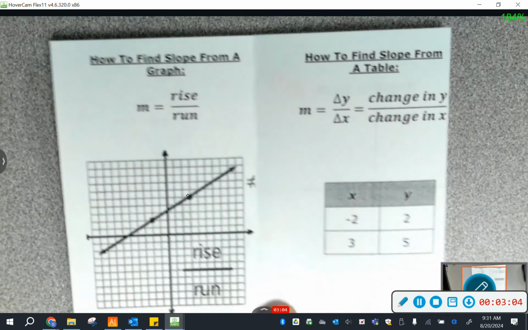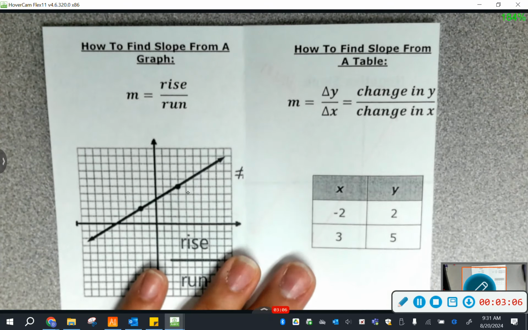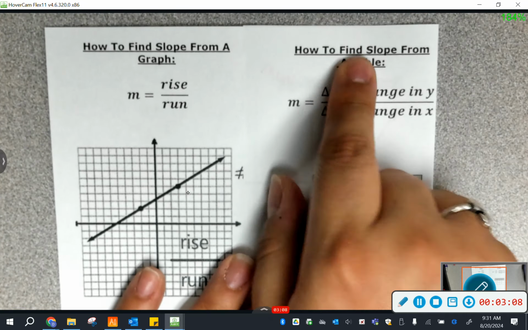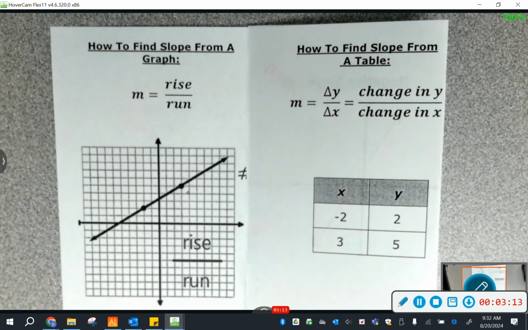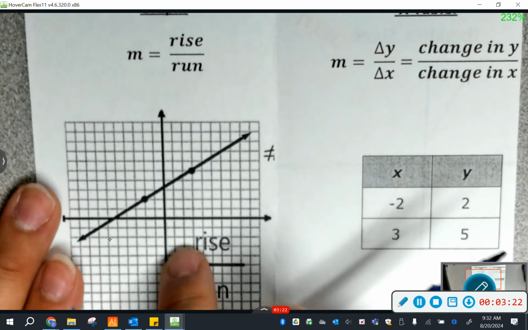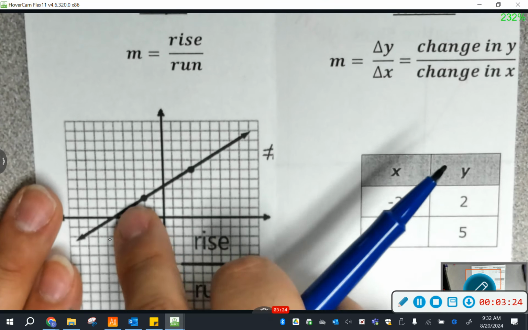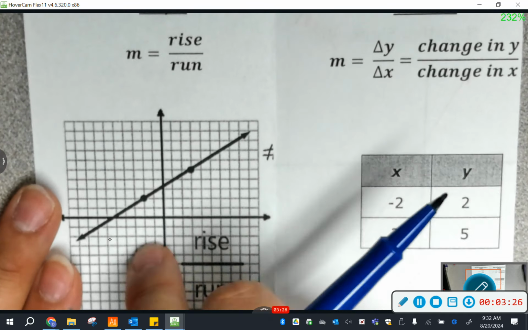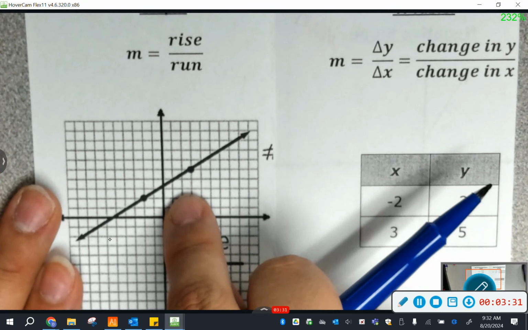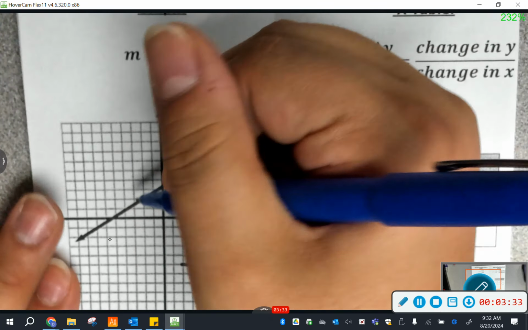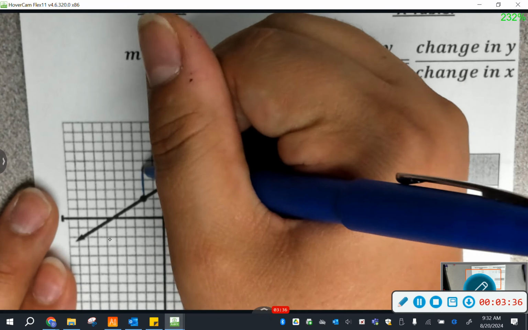But the first 2 ways we are going to do this is how to find a slope from a graph and a table. From a graph is rise over run. What does rise over run mean? Yep, how is it moving? So how much do you rise and how much do you run? You need 2 points. I'm giving you 2 points here. If you don't get the 2 points, then you need to find 2 perfect points. And then we're going to draw a triangle. And it's going to be a right triangle.